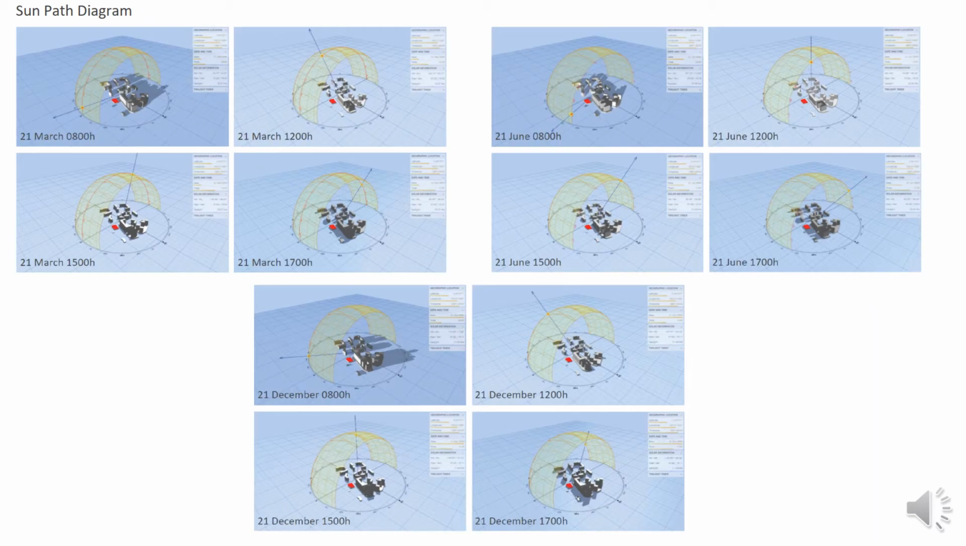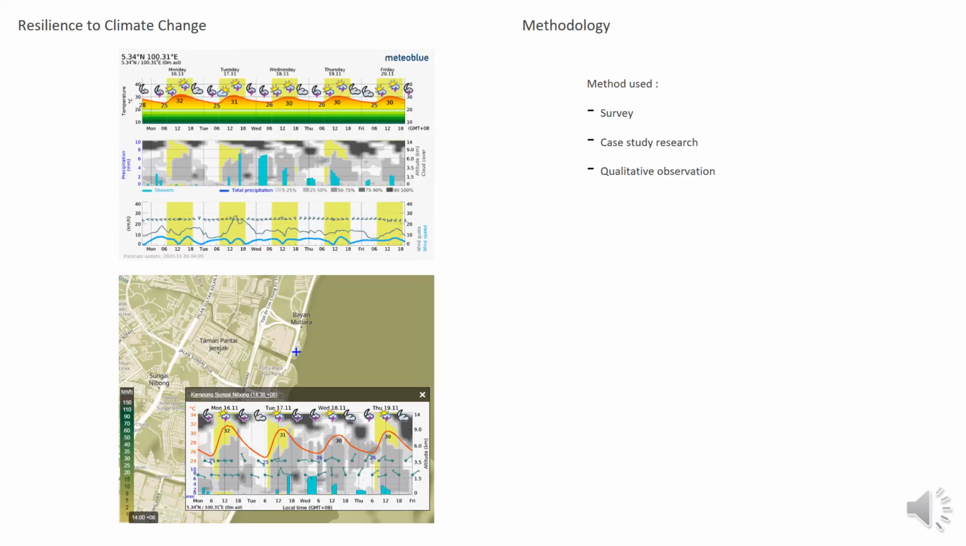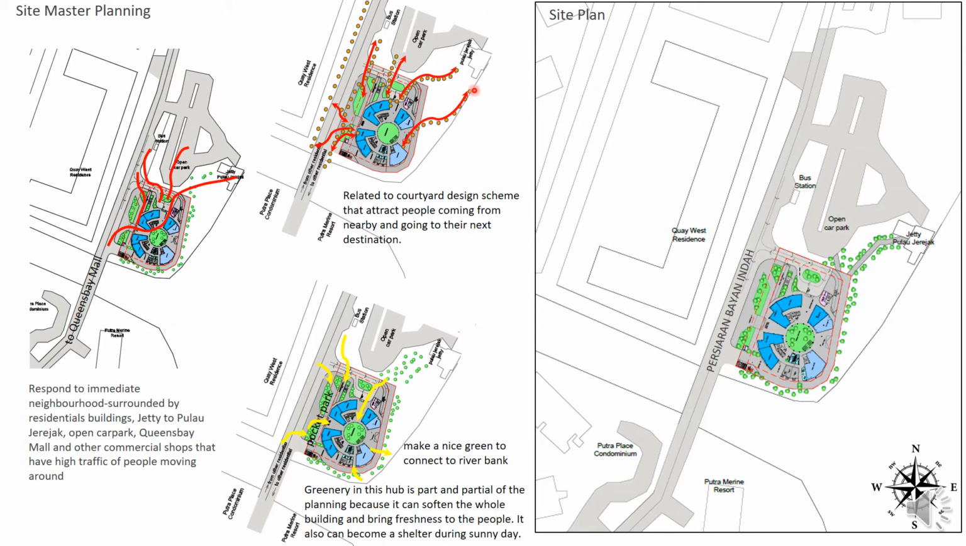Then here is the sun path diagram. So here is the wind flow and climate diagram. So for my research methodologies, I am using the survey, case study research and qualitative observation. So my site master plan responds to the immediate neighbor surrounding. The residential is from the jetty, and more.